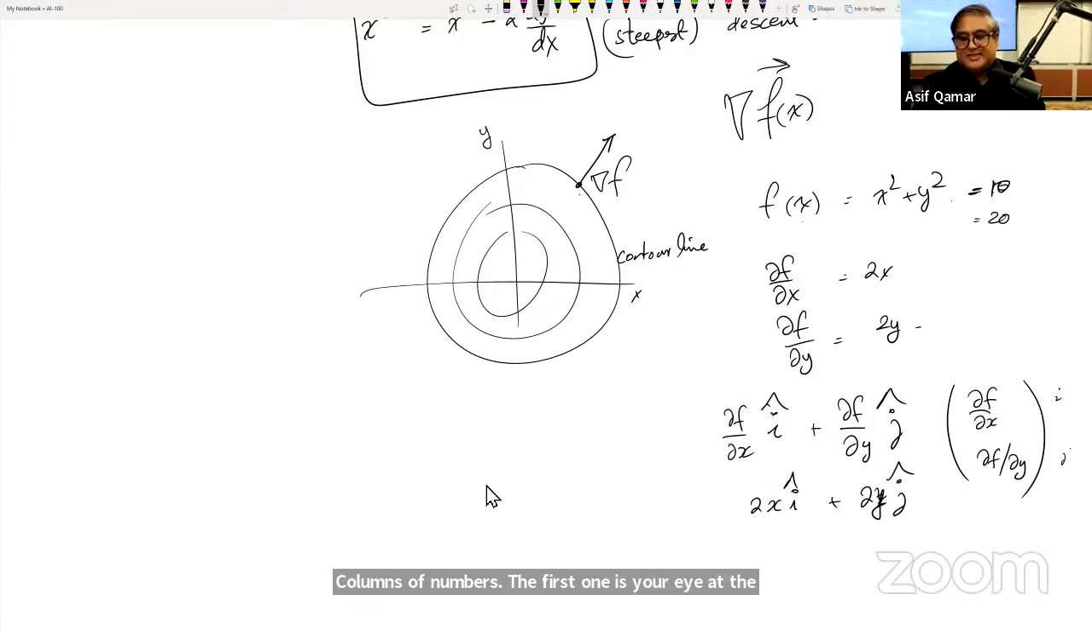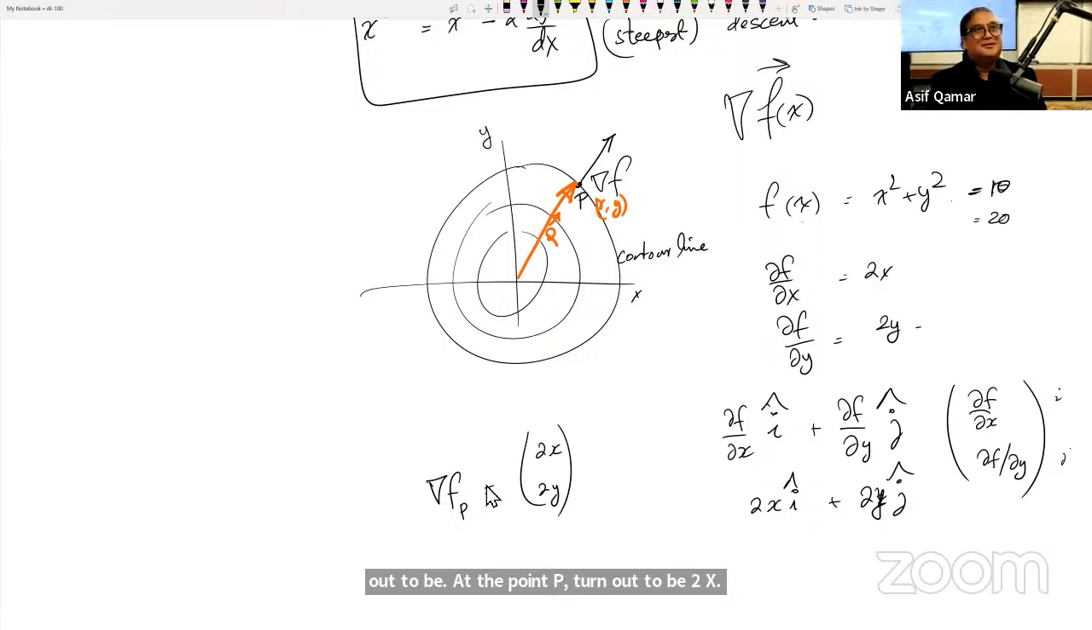So now tell me one thing. At this point P, what are the coordinates of this point? This point is x and y. Another way of saying it is that P is the vector going from the origin to that point, your dual interpretation. And what did the gradient turn out to be? The gradient of f at the point P turned out to be 2x, 2y. Basically twice P itself.